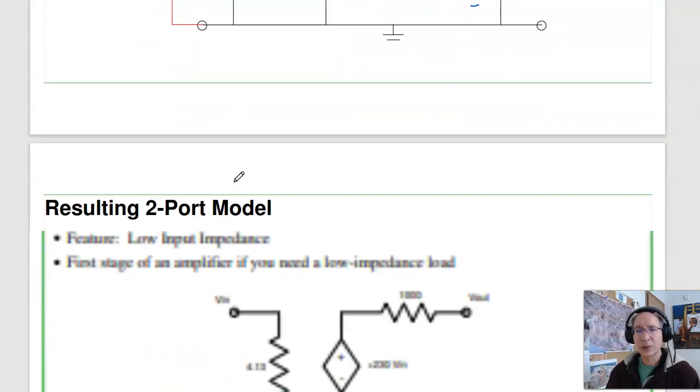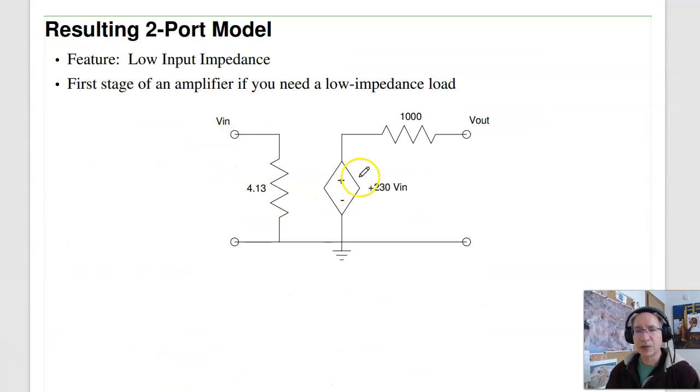So putting it all together, the two-port model for the common base amplifier looks like this. It's similar to the common emitter amplifier. The common emitter amplifier had a gain of minus 230. This has a gain of plus 230. It's got the same output impedance. What's nice about it is it has a low input impedance.